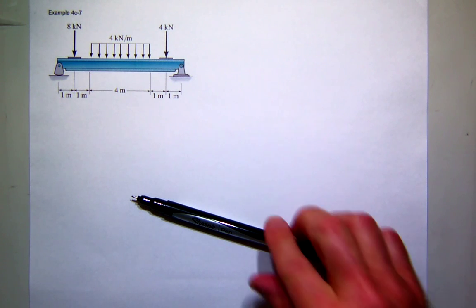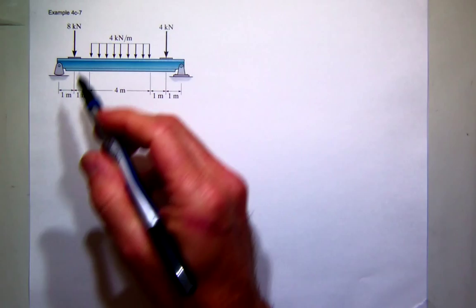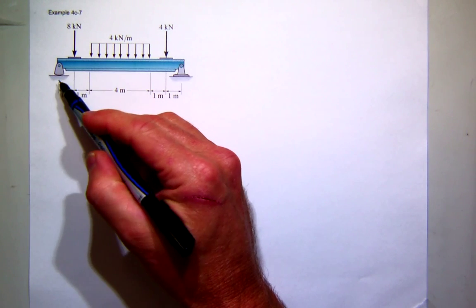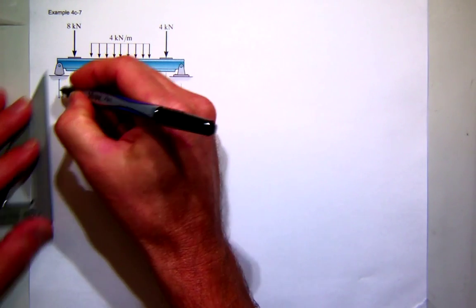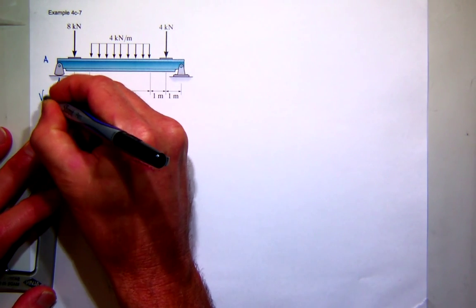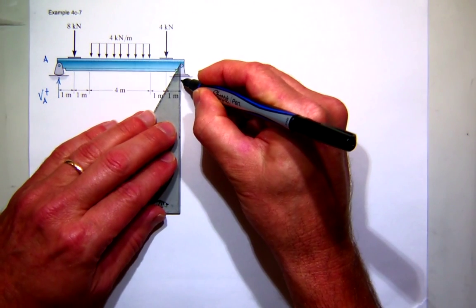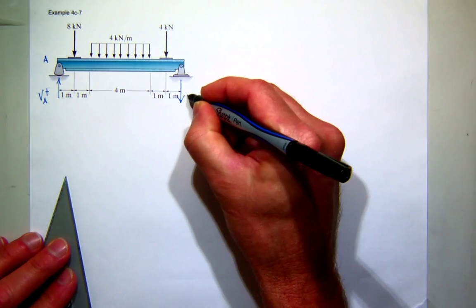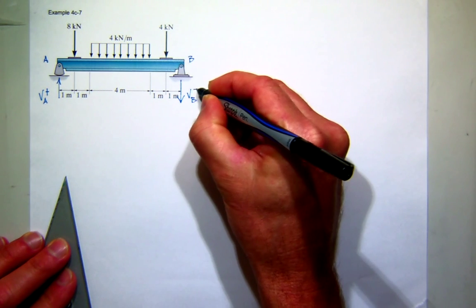Okay, so let's draw the shear moment diagram for this problem. First thing I'll do is find some reactions. And you can see here I have what looks like a rocker roller support. So I'll come over here and draw, I'll just call that point A, so I'll have the shear at A. And then I have a pin at B, and I'll come over here and draw a positive shear at B.